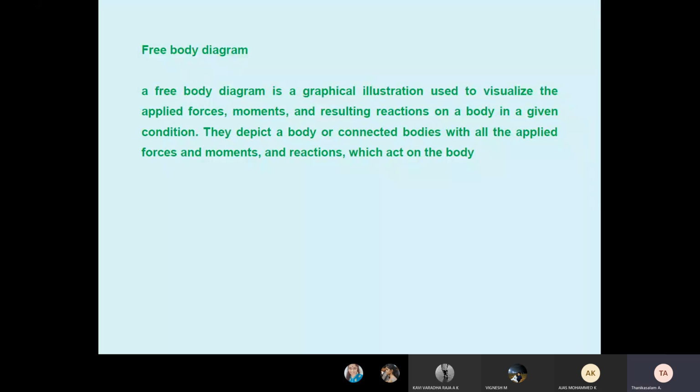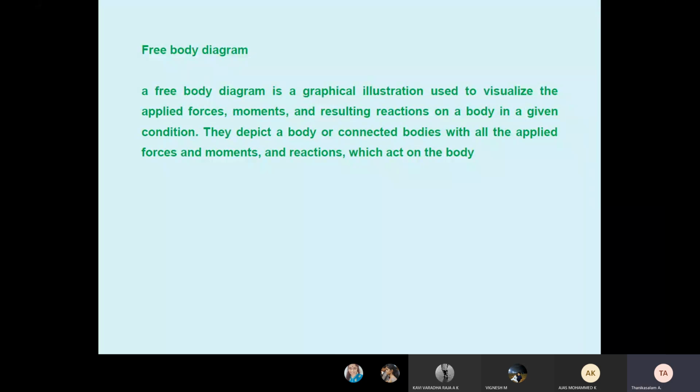I told you, particle means it's a small dot. It is an infinitely small quantity of a body. But a rigid body has shape and size. A rigid body is subjected to non-concurrent forces. A particle is subjected to concurrent forces. All forces passing through a single point is called a particle.